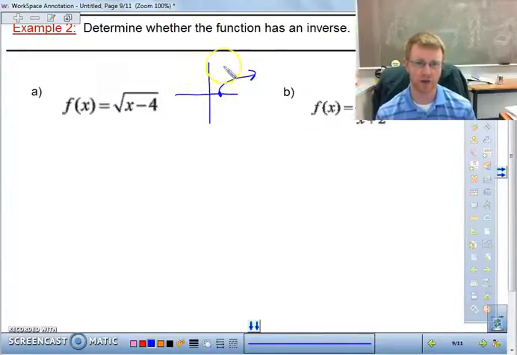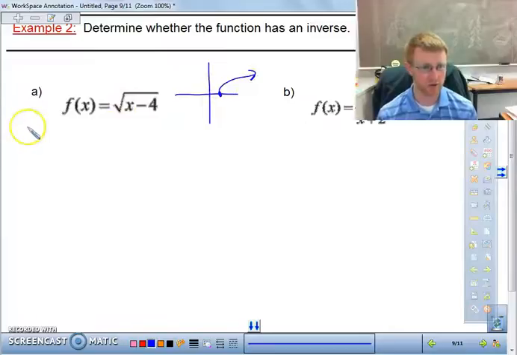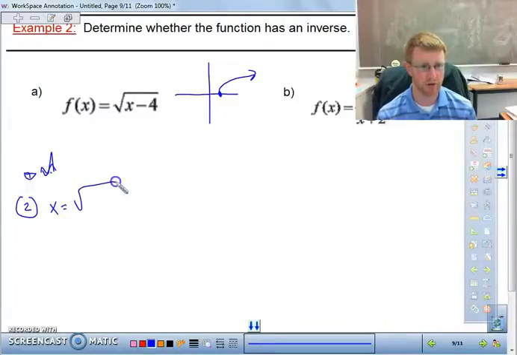And if we were to do the horizontal line test, you would see that it passes it. So number 1, it passes. Okay, that's a terrible check mark, but that's okay. Okay, number 2, we're going to switch our x's and our y's. So it's going to be x equals the square root of y minus 4.